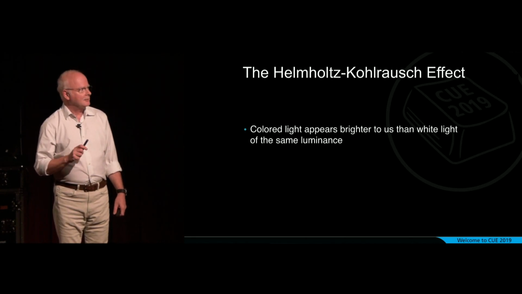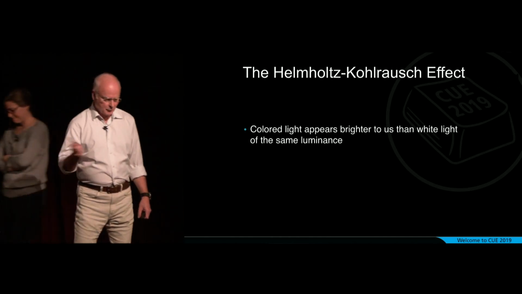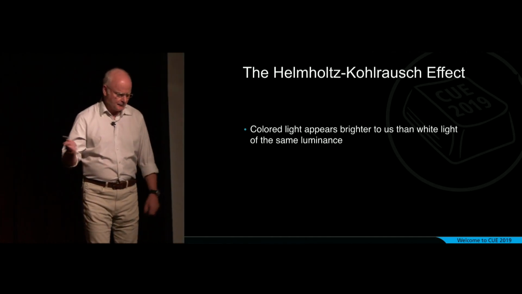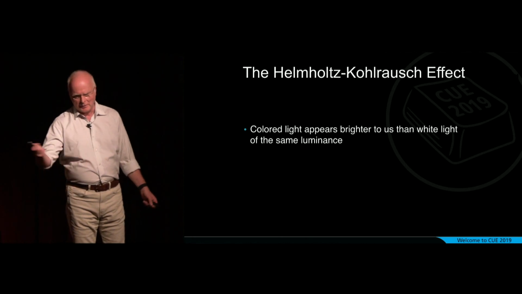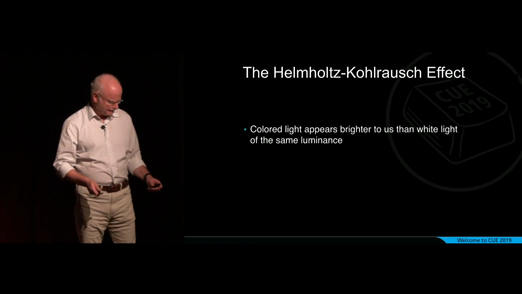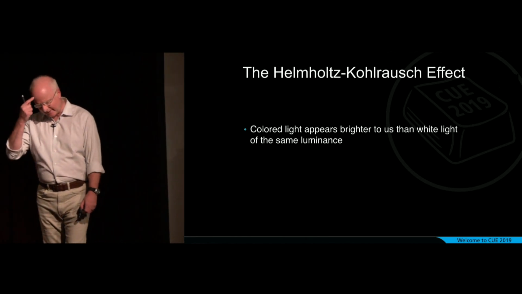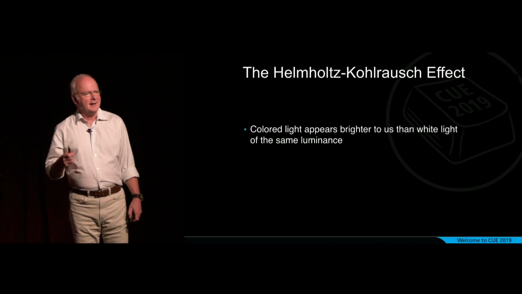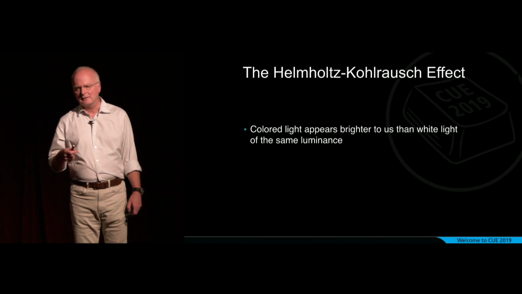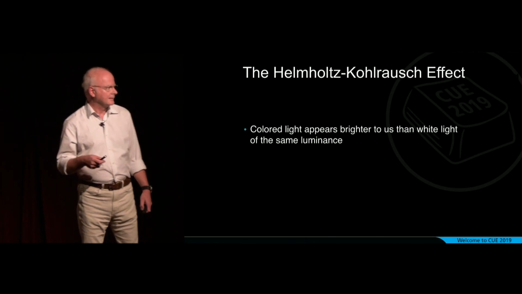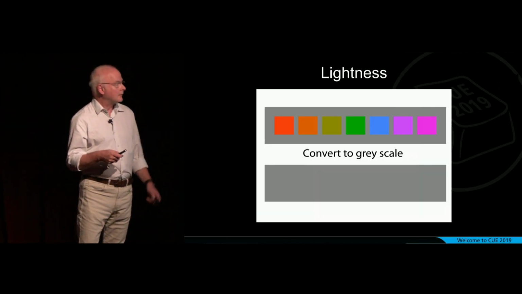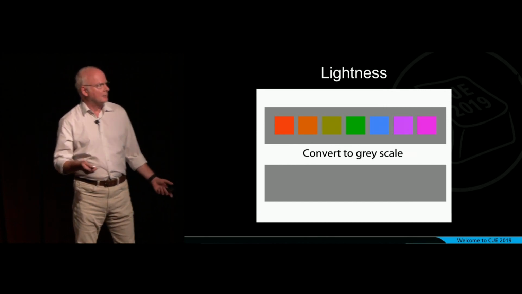We tend to think of colored light and white light as all being much the same. I can go with a meter to any of these and I can measure them. Now they're all going to give me sensible values, but that's not actually the case. In every case, colored light appears brighter to us than white light of the same brightness. Here's an example of that.